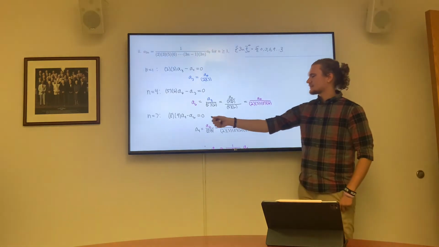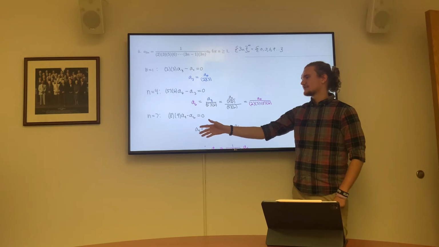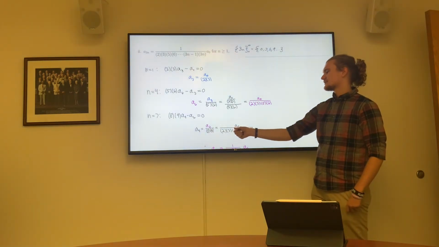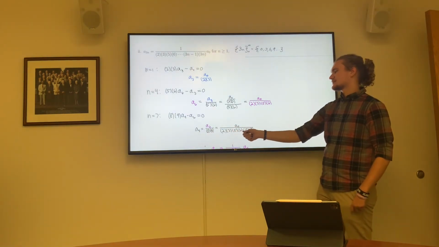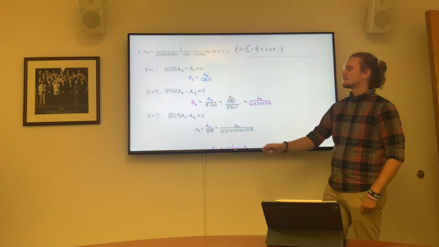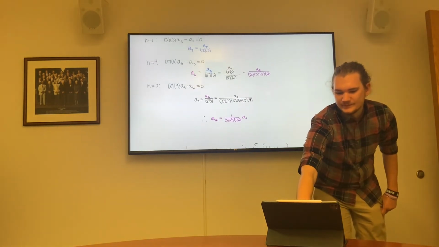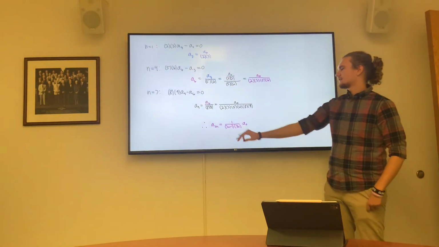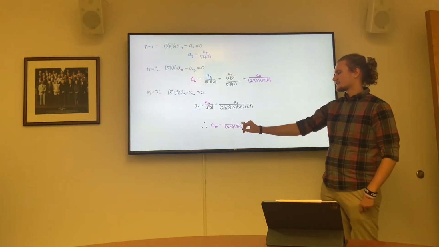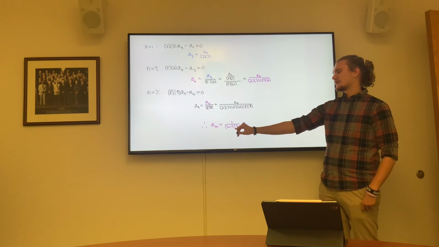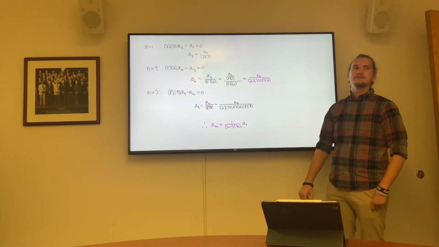This pattern repeats if we go on to n equals 7. We notice that we get a0 over 2 times 3 times 5 times 6 times 8 times 9. So we can conclude that a3n is equal to a0 over 2 times 3 times 5 times 6, and so on, up to 3n minus 1 times 3n.